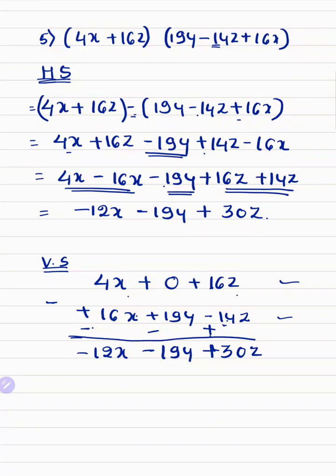This is the practice set 34 we solved, and here the answer is minus 12x minus 19y plus 13z.